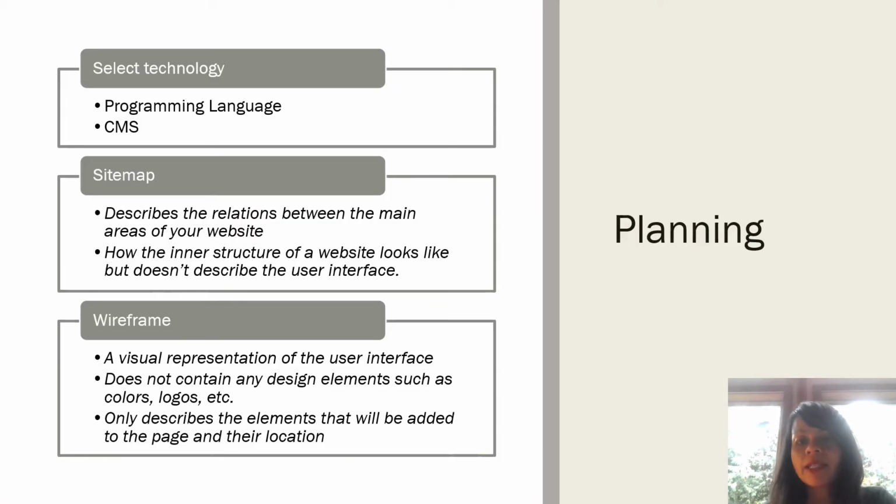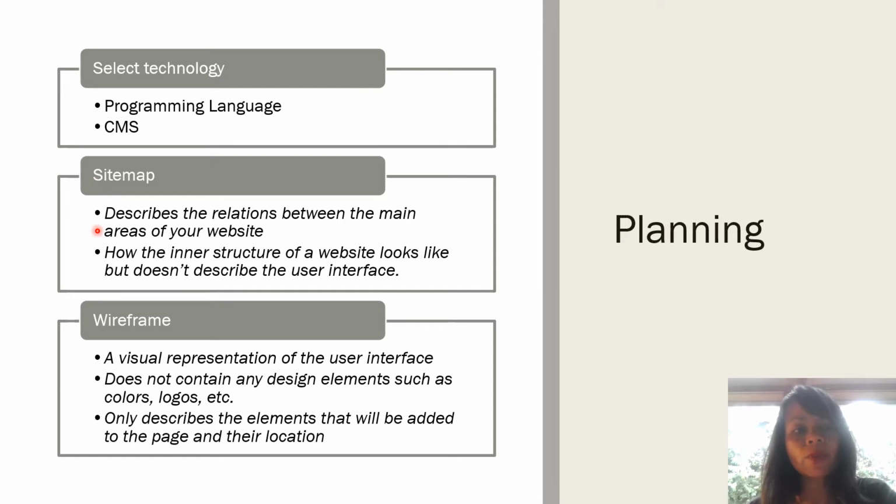The next stage is planning. So first we select the technology that we're going to use for our website, the programming language. We're going to use HTML, CSS. Are we going to use a CMS, which is a content management system? It's out of scope for this course that we're taking, but in INFO2106 we'll take a look at content management systems. And then we talk about the sitemap.